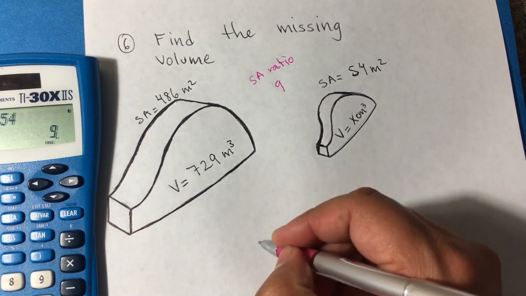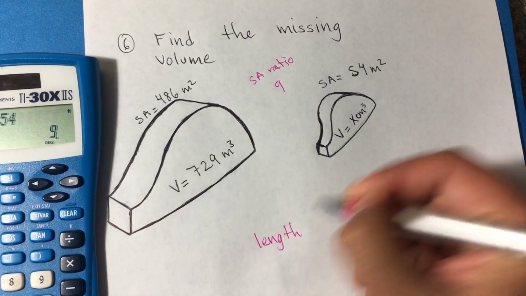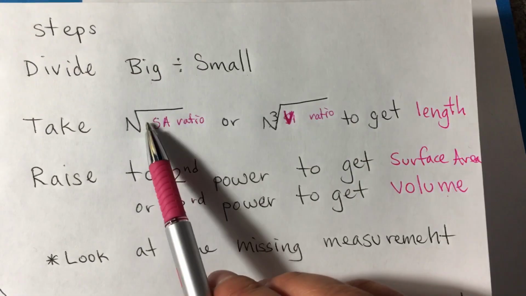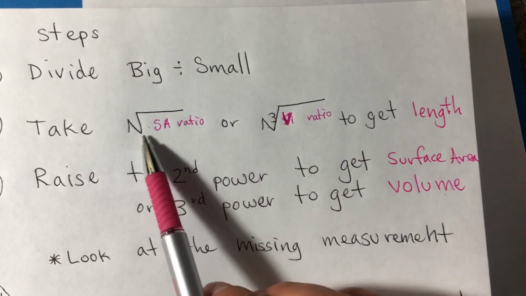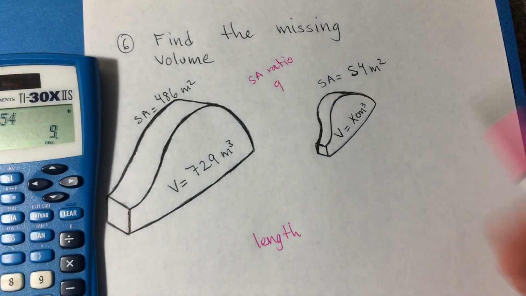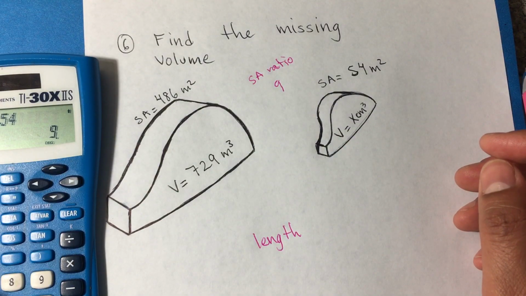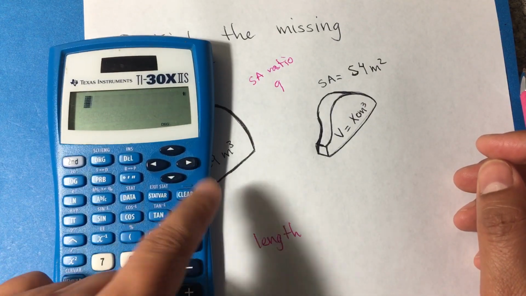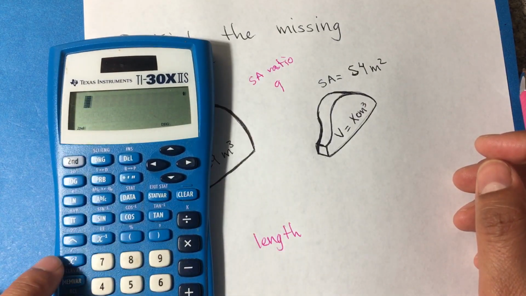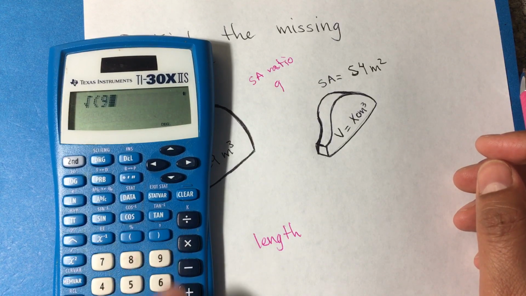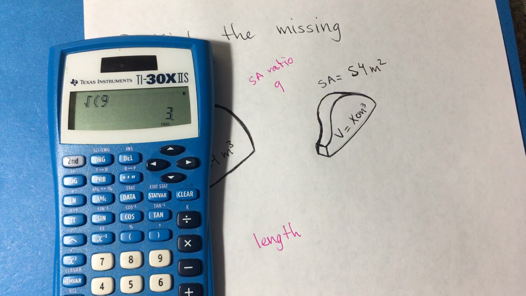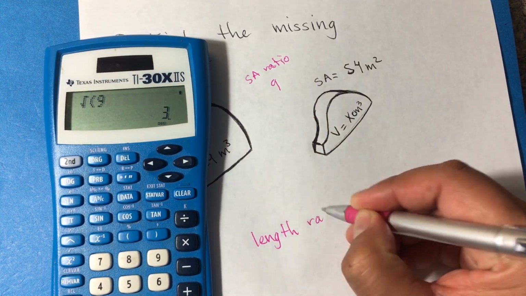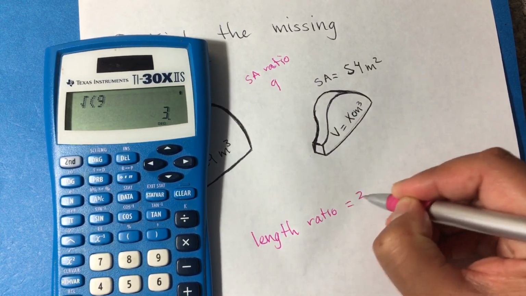Because we want to get to length, and I have a surface area ratio, I'm going to take the square root. Okay, square root of 9. Second function, let me clear that. So second function, the square root of 9 equals, and I know that some of you already know, you don't need to do it, but that's fine. So the length ratio is 3.